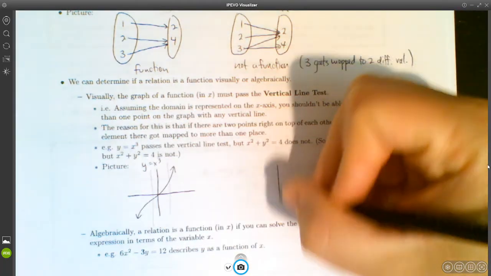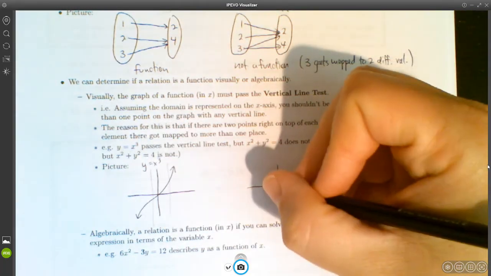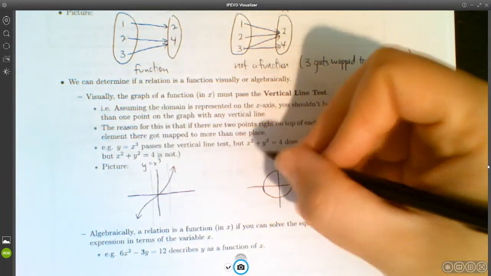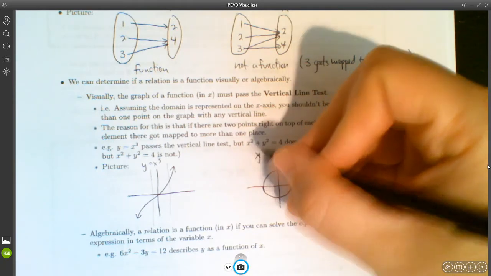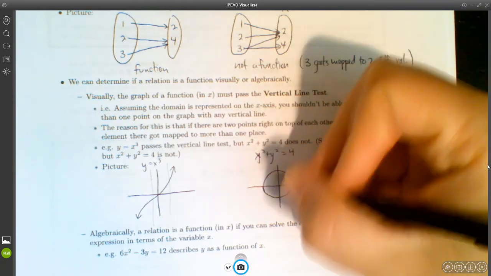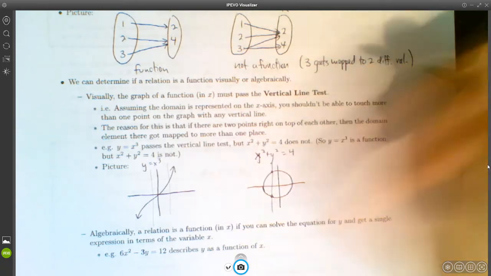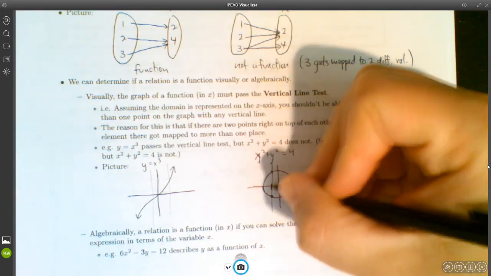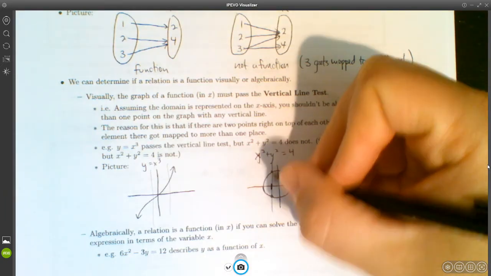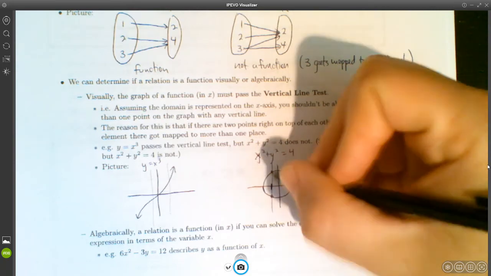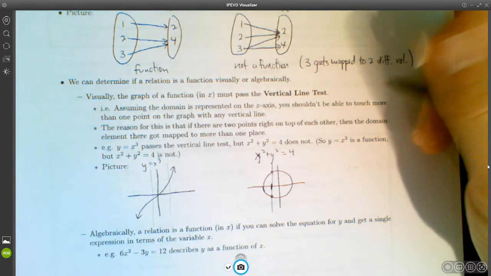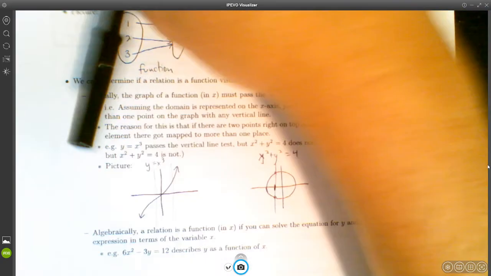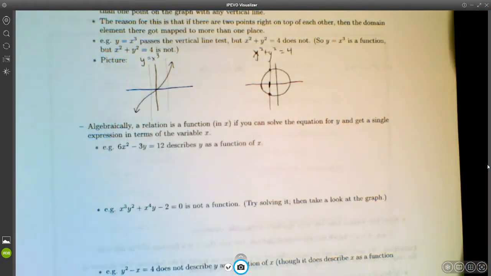But if you had x squared plus y squared equals 4, well, that's a circle centered at 0, 0 with radius 2, right? So this is x squared plus y squared equals 4. Clearly, this is going to fail the vertical line test, right? So it's not a function. You have your domain element here. I don't know what it is, but whatever this element is, it's getting mapped to two different outputs, right? It's getting mapped to two different outputs, so it's not a function. Okay? So visually speaking, that's how we tell if a relation is a function.